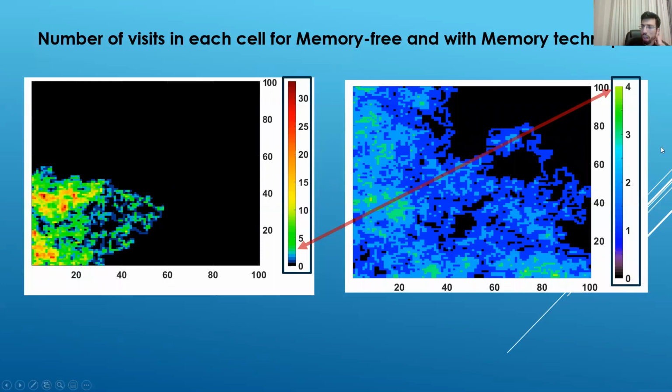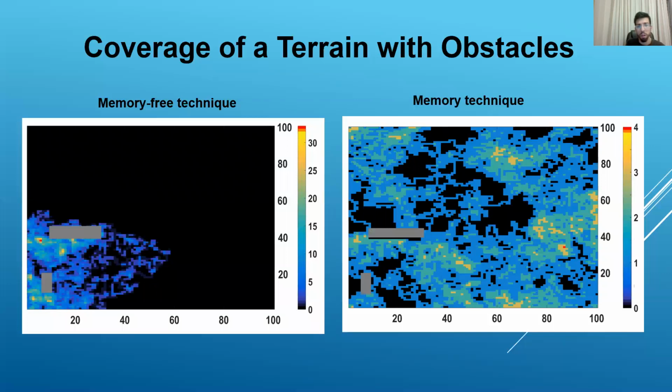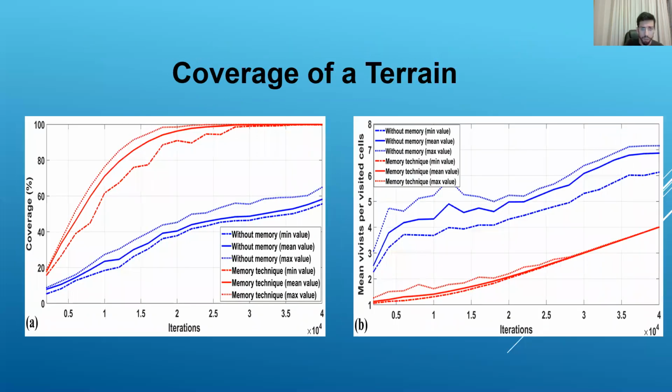Also, here you can see the number of visits in each cell for the memory-free and the memory technique. And you can notice that in the memory-free case, there are multiple visits in the same areas. But in the memory technique, this behavior is reduced and improved. Also, we have decided to insert two obstacles, and you can see that the behavior hasn't changed a lot.